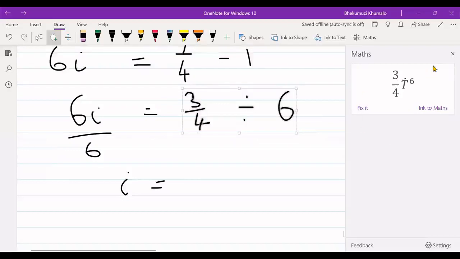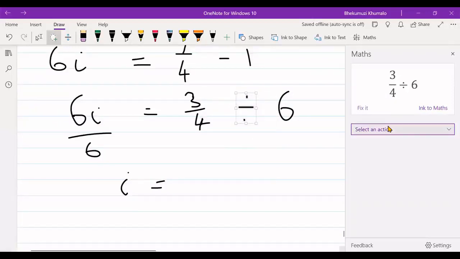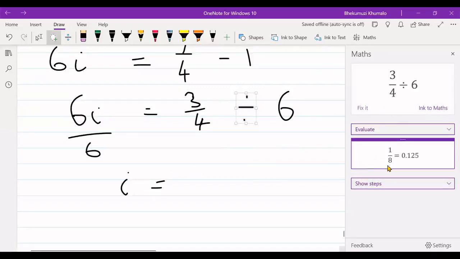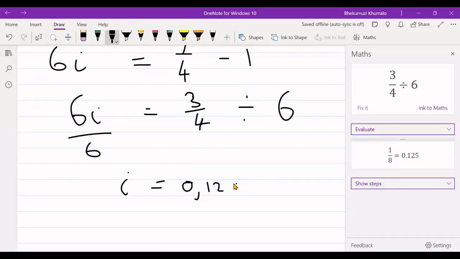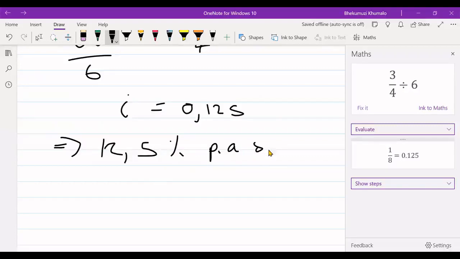This right there is division. So done, action, evaluate that, please. So that is 1 over 8, and that's actually 0.125. So this is 0.125. But 0.125 means it's 12.5% per annum, PA, right? Simple.